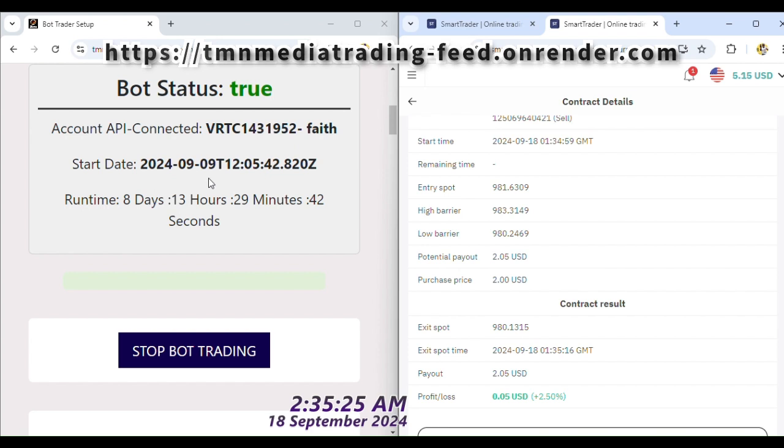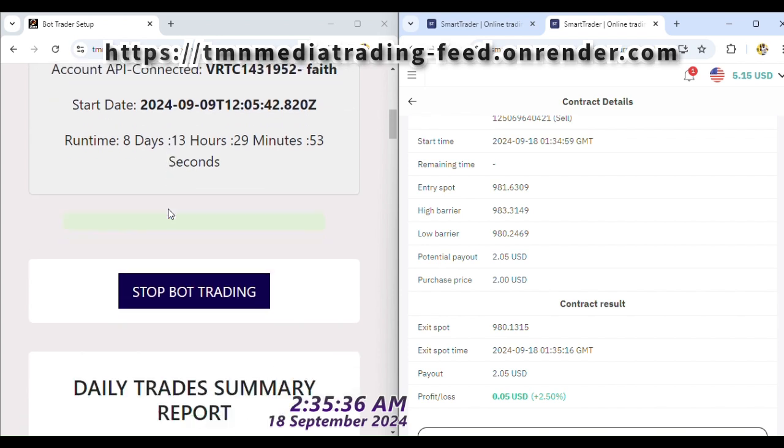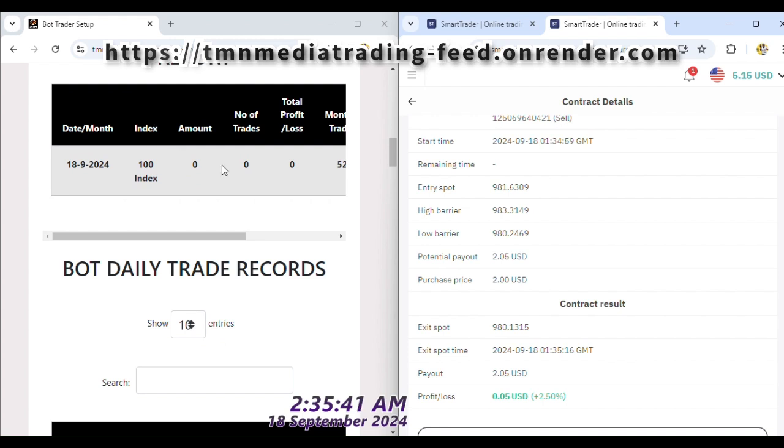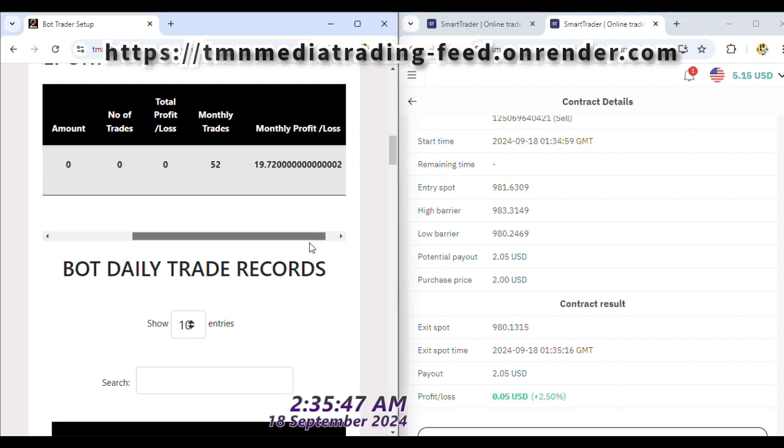It's been trading without interruption for 8 days. Okay, but with the interruption, it's more than 8 days. So it has not traded today. Okay, it has not started trading today. Once the signal is going to trade, but this is the record so far.